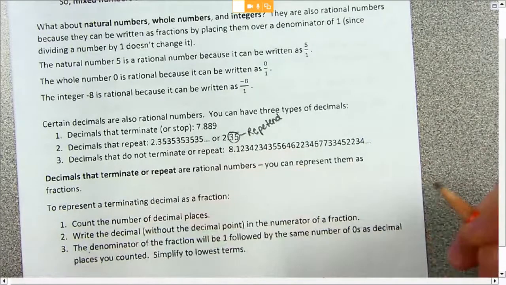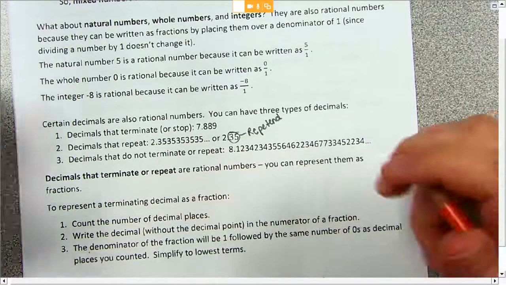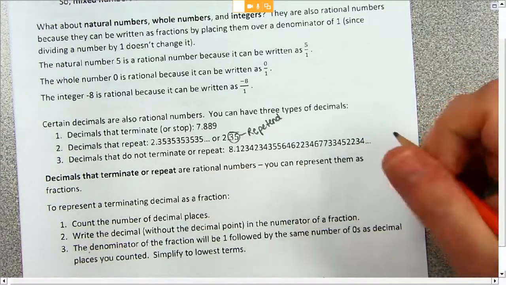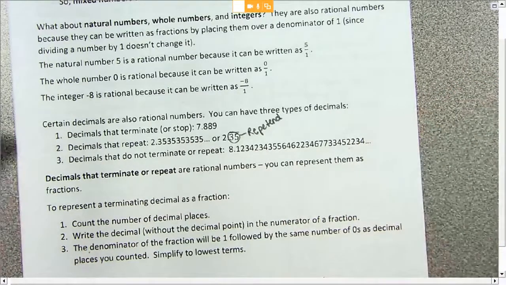So like pi. Pi is another one, exactly right. We're going to talk about pi in a minute. Yeah, so, I'll wait till we get down there.